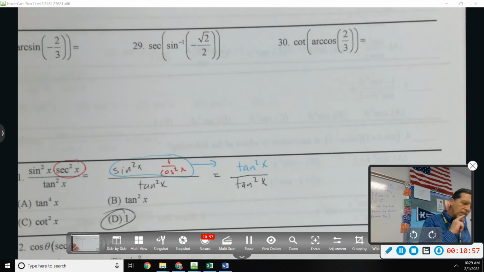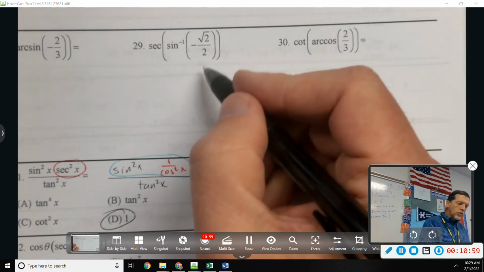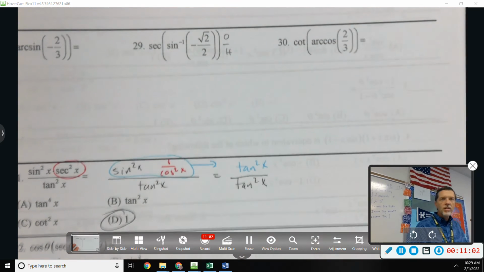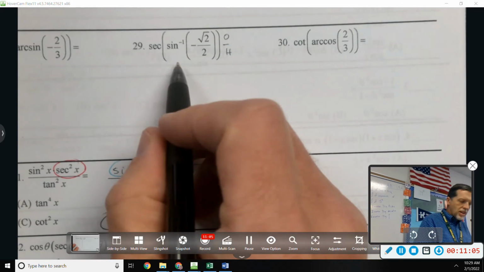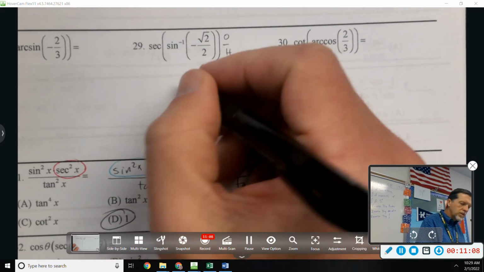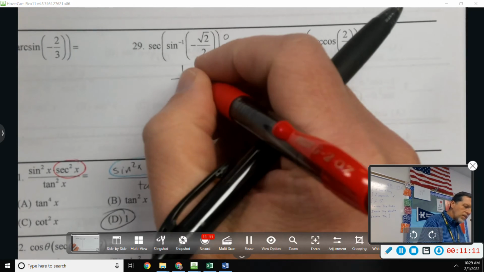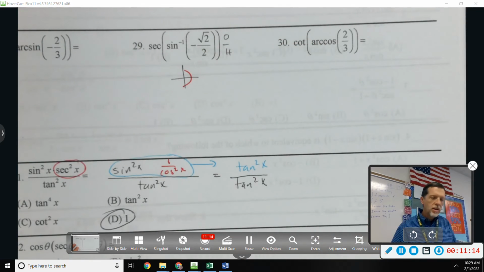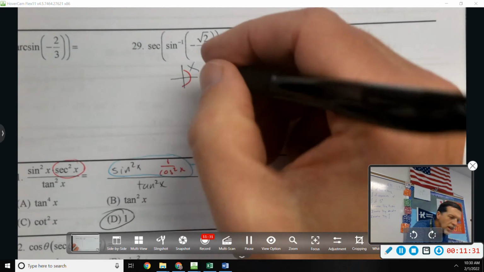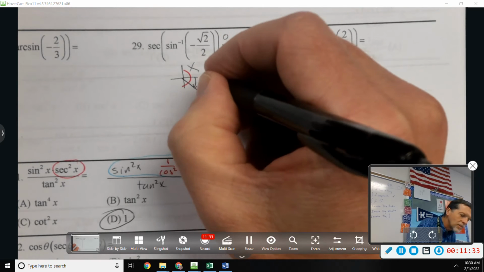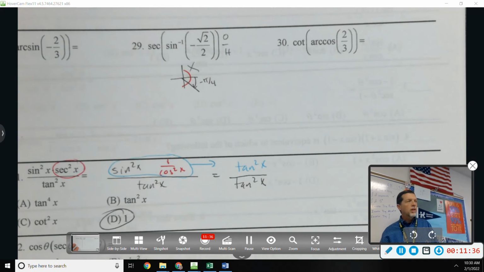Inverse sine of negative root 2 over 2. Although you could treat it as a picture problem and draw opposite over hypotenuse, that would be fine, but inverse sine negative root 2 over 2, inverse sine's got to come from quadrant 1 or 4. It's negative, so it'll definitely be in quadrant 4. So what angle has a sine of root 2 over 2 in the fourth quadrant? Yeah, the one in the middle, the 45, the pi over 4, and we have to say it's negative pi over 4, not 7 pi over 4, because we got to get there the quick way.